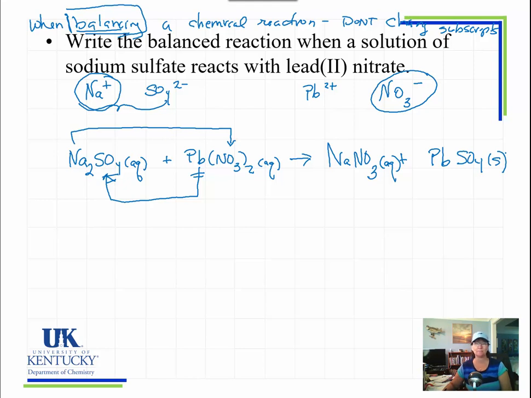Now I'm ready to balance. When you balance, we don't change subscripts. We only, and we'll put this on there, only use coefficients. Okay? And that's where students were getting confused. We weren't up to this point balancing. Now we're ready to. All right, so we have 2 sodiums on the left-hand side. We need 2 sodiums on the right-hand side. So I put a coefficient of 2 there. And we have 2 nitrates. There's 2 nitrates. There's 1 lead, 1 sulfate, 1 sulfate, and now it is balanced.